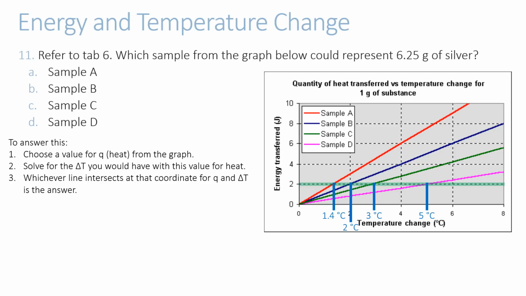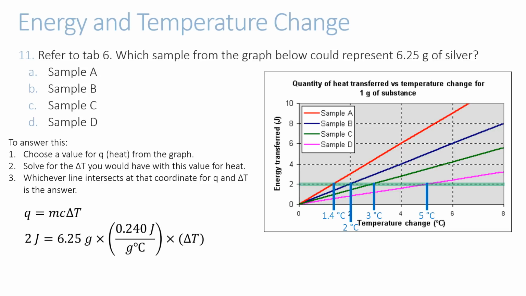So basically I'm going to plug 2 into Q equals mc delta T along with the mass of silver and the specific heat of silver and solve for delta T. So whenever I do this, I get delta T is 1.333 degrees Celsius. So the line that's closest to that is going to be sample A. So if you put 2 joules of heat into sample A, you get a delta T of about 1.3. So that must be silver.